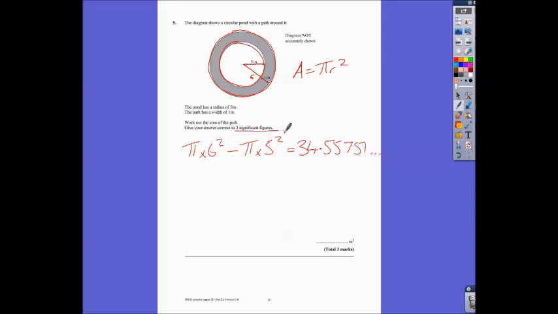It says we want 3 significant figures. So again, we want the first 3 digits. And again, if this was less than 5, we would just leave it as it was. Because it's a 5 or more, we round up, so that'd be 34.6.